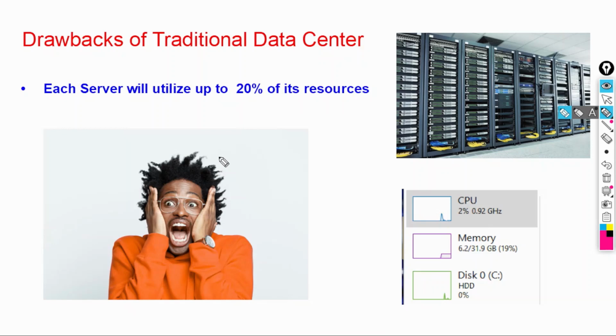And the shocking part is, each server in the traditional data center will utilize up to 20% of its resources, which means we are wasting 80% of the resources of each server. I have taken a screenshot of one of the computers. If you see here, the CPU utilization is 2%, memory utilization is 19%, and the hard disk utilization is 0%. So imagine you are spending a lot of money and we are utilizing only 20% of the resources of each server.